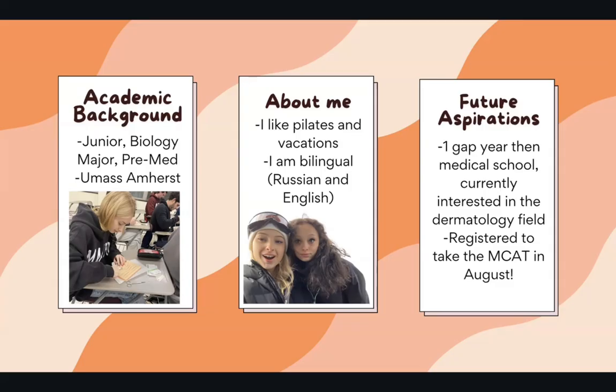A little bit about me is I'm a junior biology major. I'm currently pre-med at UMass Amherst. I like Pilates and vacations, and I'm bilingual. My future aspirations include that I want to take one gap year, and then I want to attend medical school. I'm currently interested in the dermatology field. And I'm also registered to take the MCAT in August, so I've been studying for that.